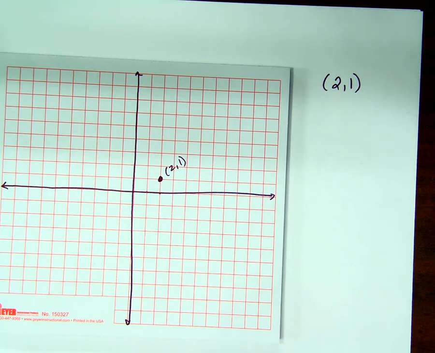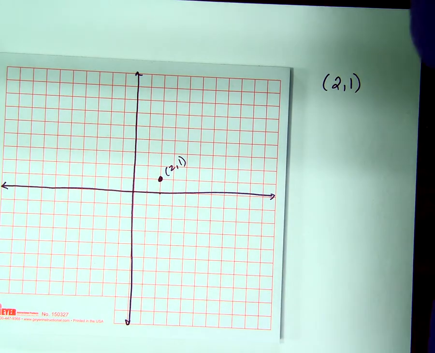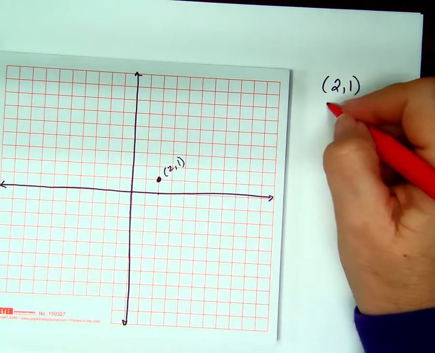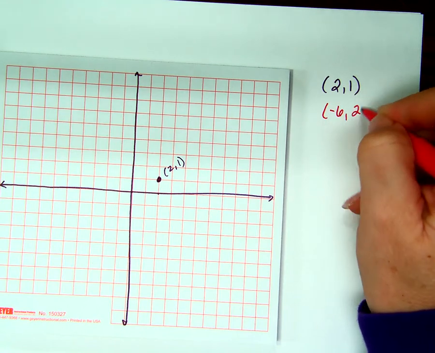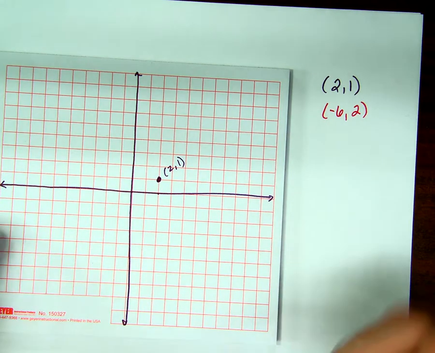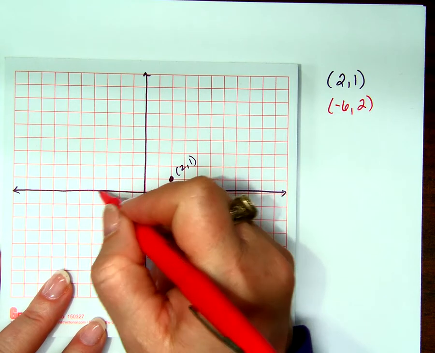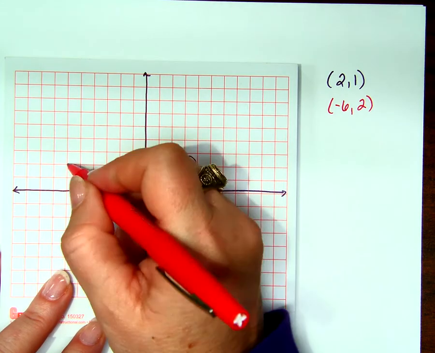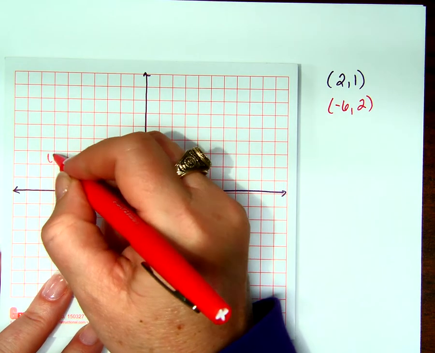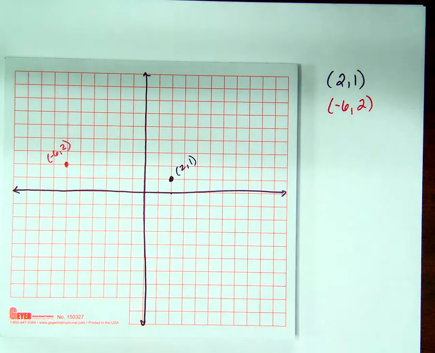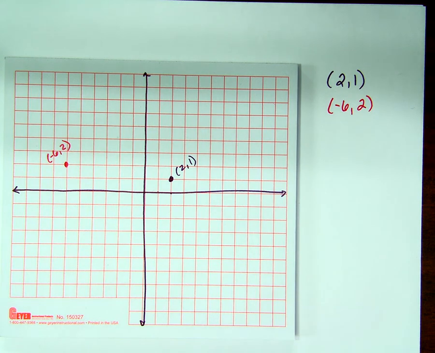Okay? If I was plotting the point negative 6, 2, from the origin, I would go which direction? Left, 1, 2, 3, 4, 5, 6, and then up 2. So that would be the point negative 6, 2. Okay? Do I need to do any more examples of that? You got that okay? All right, awesome.